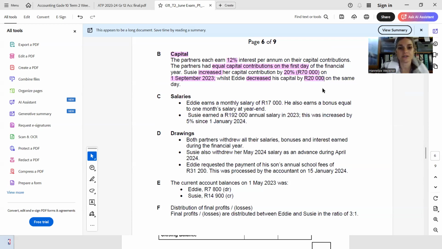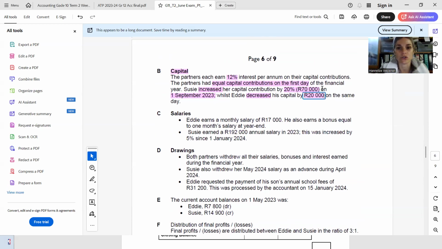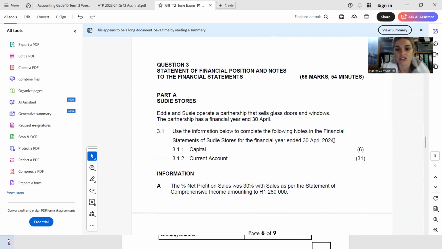Okay, so first things first, when is your financial year end? Your financial year ended on 30 April 2024. So that means that your financial year started on the 1st of May.